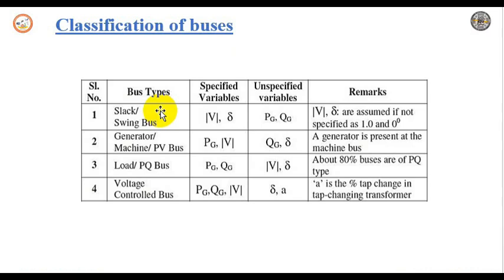For a particular bus, two quantities will be mentioned, and the other two quantities need to be calculated. For the slack bus, voltage and angle are mentioned; real power and reactive power are to be calculated. For the generator bus, P and V are mentioned; Q and delta are to be calculated. For the load bus, P and Q are mentioned; V and delta are to be calculated.